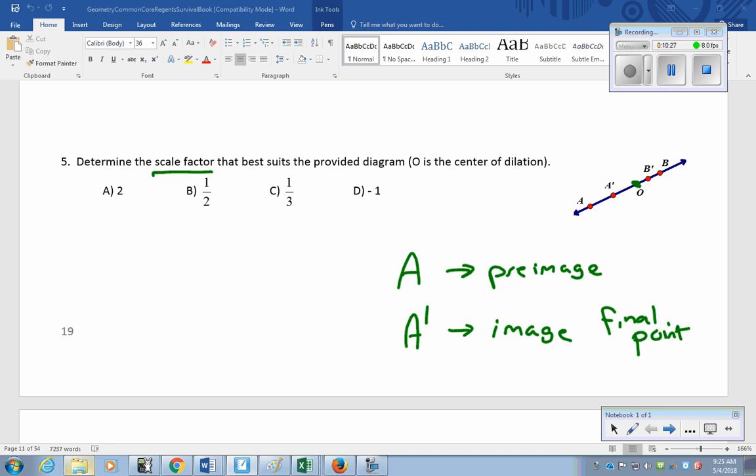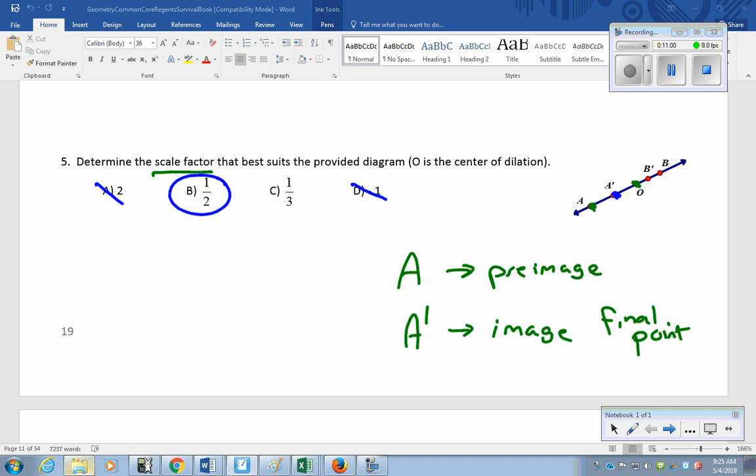Now, as I look at this, I notice that, okay, OA. I realize that O and A is here, and then what happens is that the length from O and A to O and A prime gets smaller, which in that case means it's going to be less than 1 for a dilation. So it's going to be more of a reduction than an enlargement. So I know for a fact right now it's not going to be D, and it's not going to be 2 because it didn't get farther away. And it looks like it's about halfway, so B is going to be a safe answer in this case.